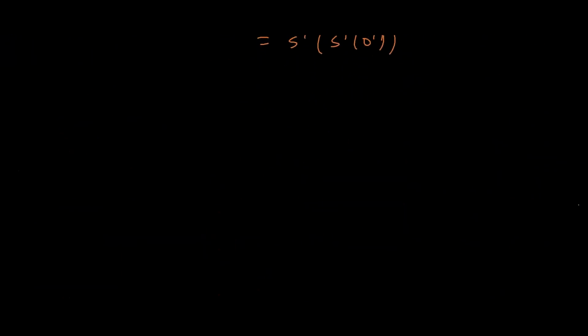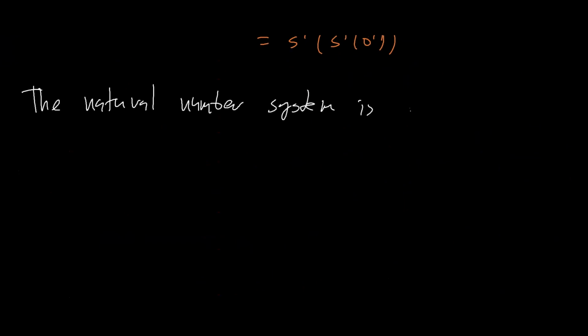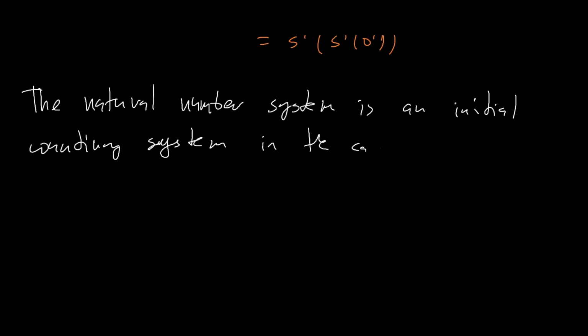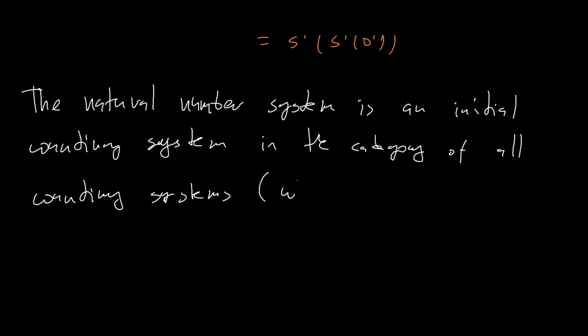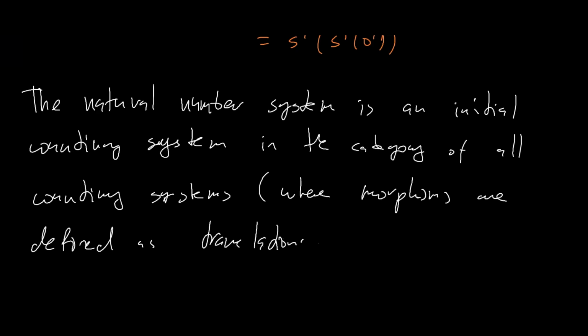So the conclusion is that the natural number system is an initial counting system in the category of all counting systems where morphisms are defined as translations of counting systems.